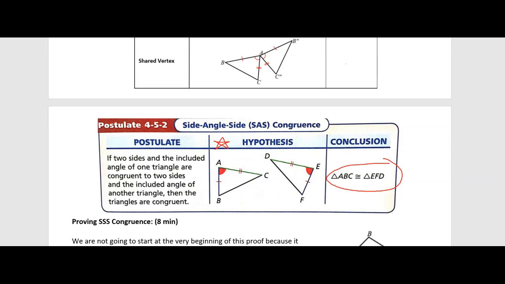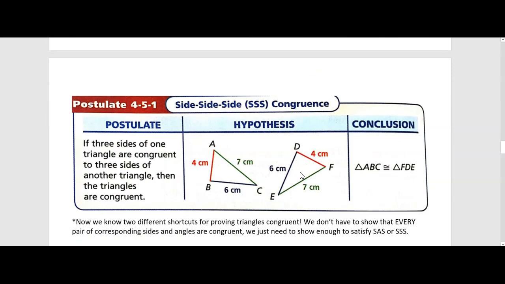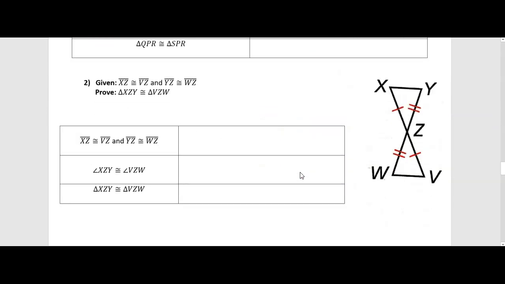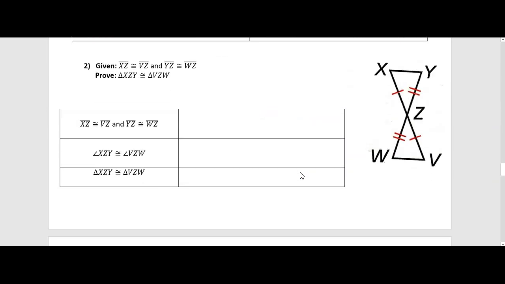I want to do a proof with this postulate first before we get to SSS, so you really have an idea of how useful it can be. So we're going to go down to number 2 right here. And you'll notice that this is a short proof because we're going to be using a shortcut.